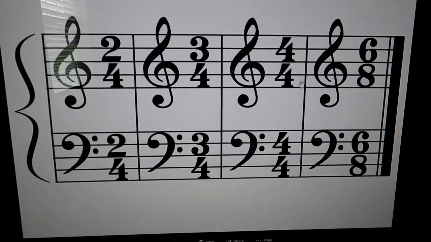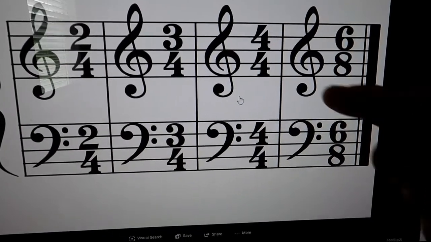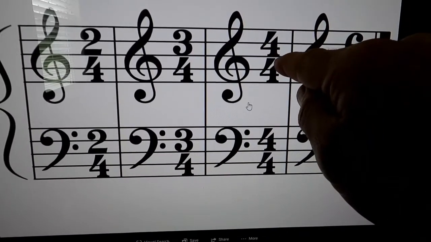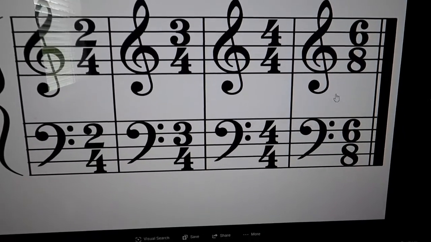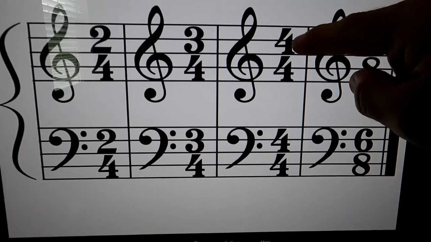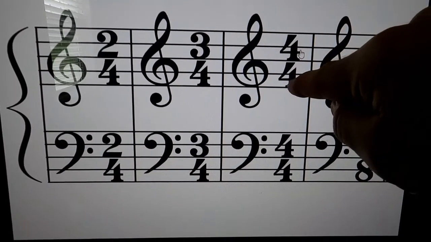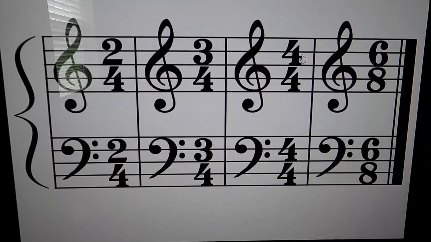In this case, 4/4 time is the most common time signature. In fact, sometimes you'll see a C instead of the 4/4, and that means common time. It means 4/4. So this tells us there's going to be 4 beats in each measure, and the quarter note's going to get 1 beat. Let's talk about the 4 beats in each measure first.